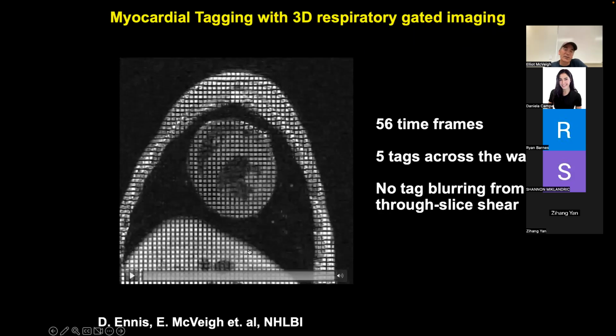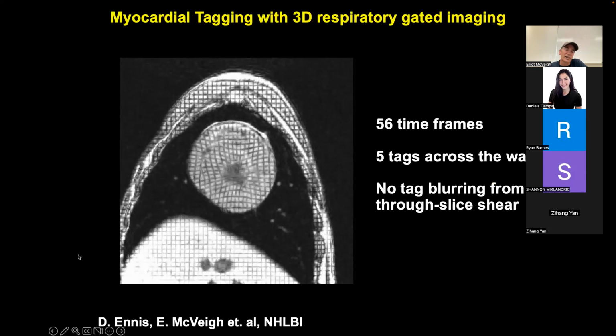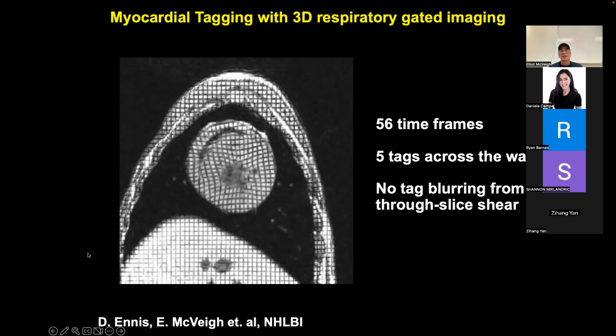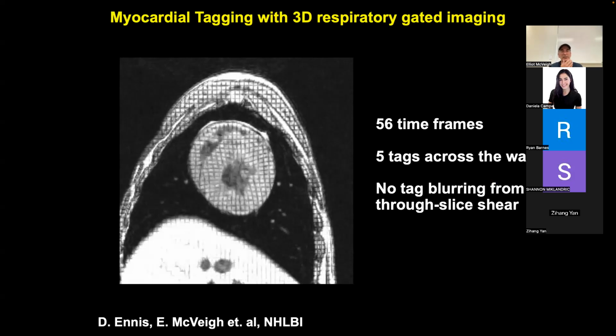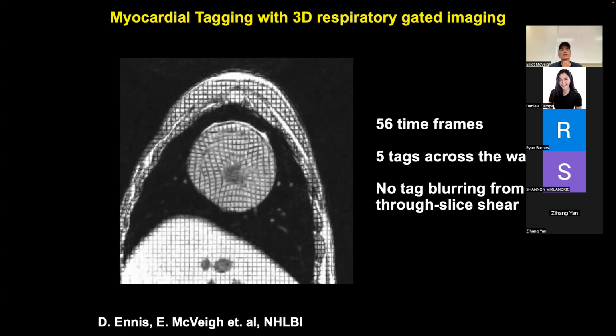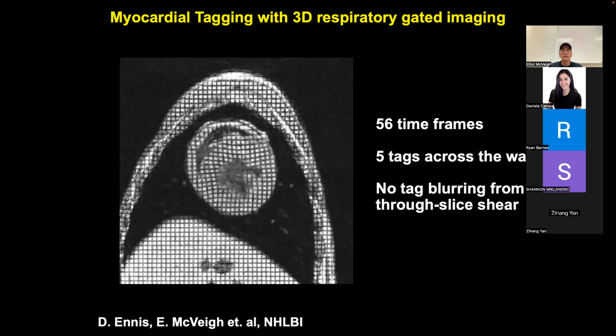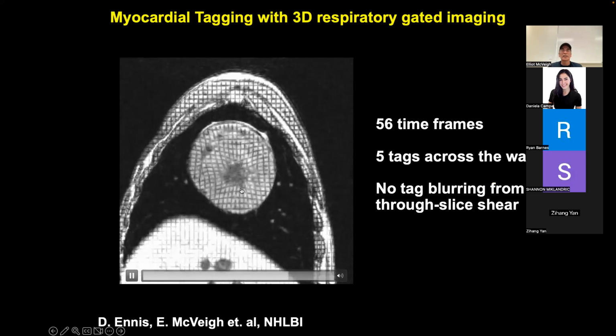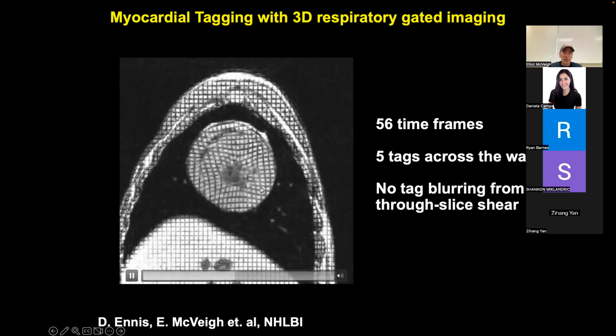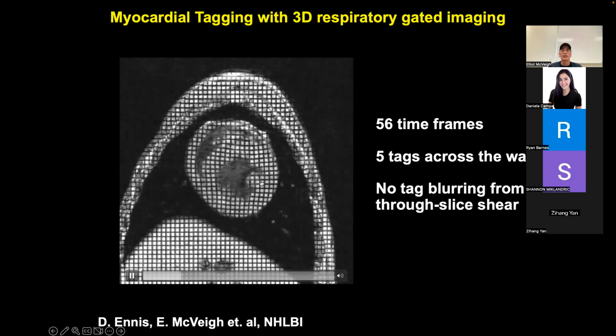And that can be taken to an absurd extent, where this is super high resolution. This acquisition is done in an animal model. I think it's probably porcine. So 56 time frames across systole, and you get all of these lines throughout the myocardium.